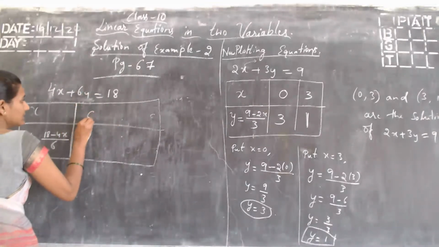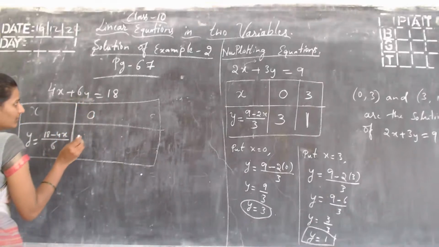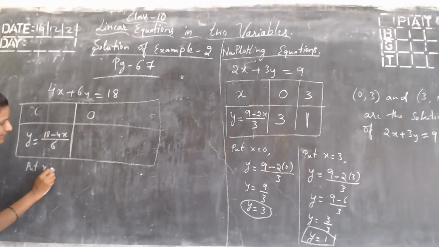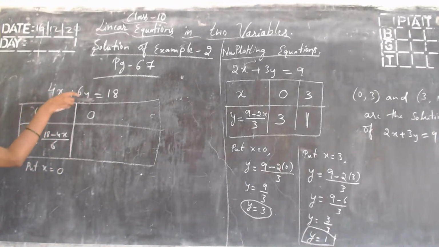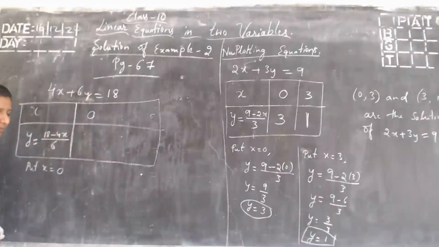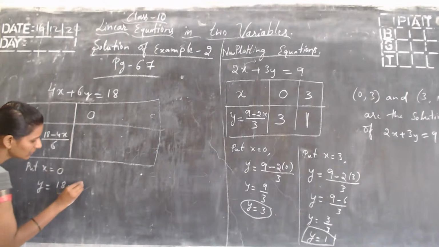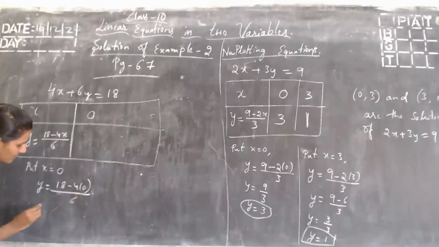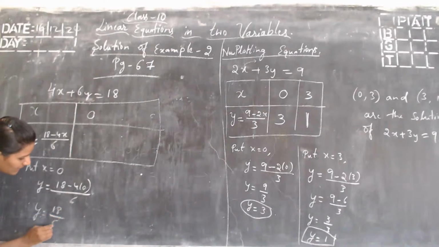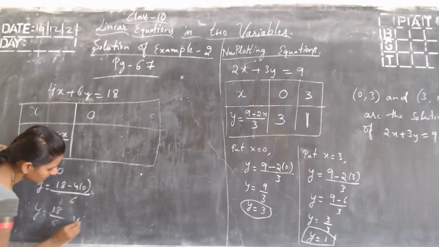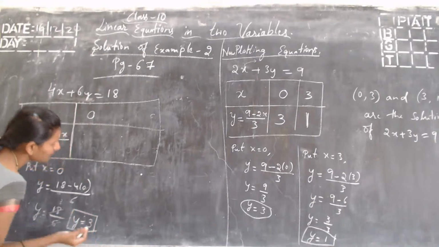Take same values. Put x is equal to 0. What happens to y? Put x is equal to 0 in this equation. Either you can put in this equation also. If you don't know the perfect simplification, write like this. If you know your perfect simplification, you can put directly in this equation. Put x is equal to 0. What happens to y? Y is equal to 18 minus 4 into 0, that is 0, divided by 6. Y is equal to how much? 18 by 6. 6 threes are 18. This implies y is equal to 3.